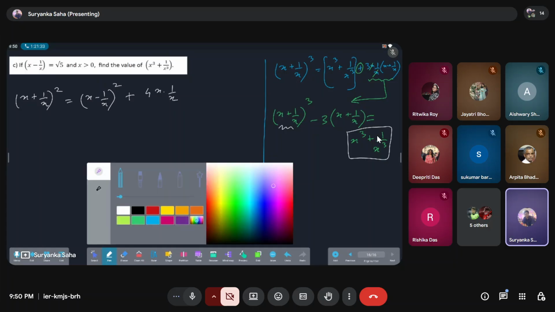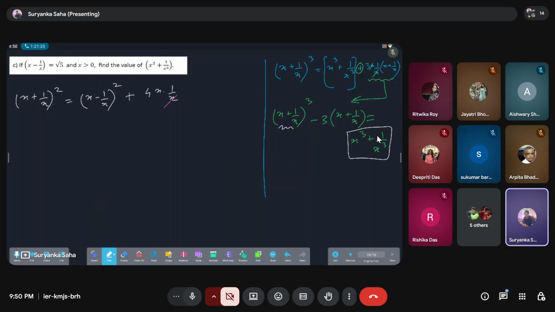So this will be x^2 + 4, so it is (x - 1/x)^2... whole square plus 4. Okay, so root 5 whole square is 5, plus 4, that will be 9. So this is the value of (x + 1/x) whole square. So you can write the x + 1/x value, it will be root over, plus minus always, 9. So that will be plus minus 3.